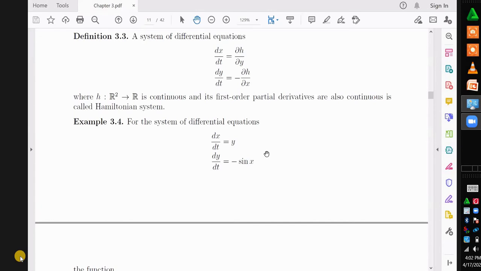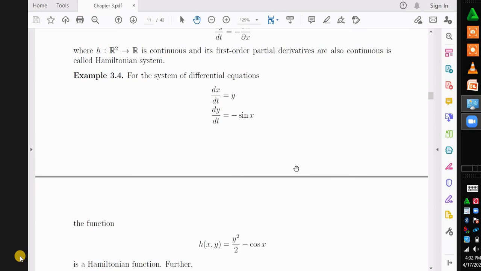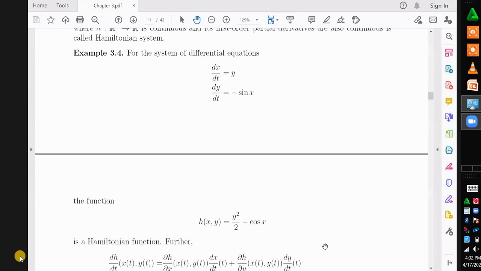So you can see this is an example of a Hamiltonian system. df by dt is y and dy by dt is minus sin x. You can see partial h over partial y is just y, minus partial h over partial x is minus sin x. So from these equations you can find h is y square by 2 minus cosine x. So this function is called Hamiltonian function.